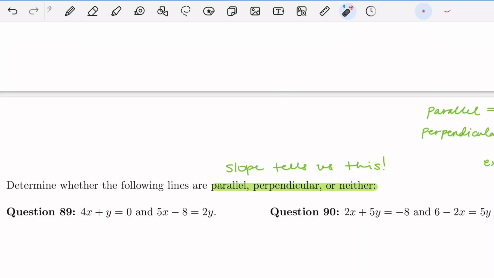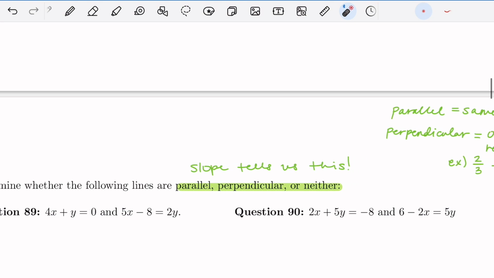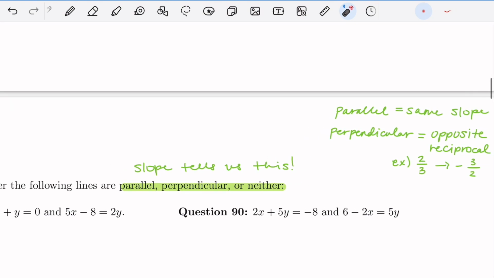Now, for these next two examples, we just want to determine whether the following pairs of lines are going to be parallel or perpendicular to each other, or neither. Now, in order to determine this, we need to find the slope of each of these lines. The slope is going to tell us this information. And so, as a reminder here, two lines are going to be parallel if they have the same slope, or two lines are going to be perpendicular if their slopes are opposite reciprocals of each other.